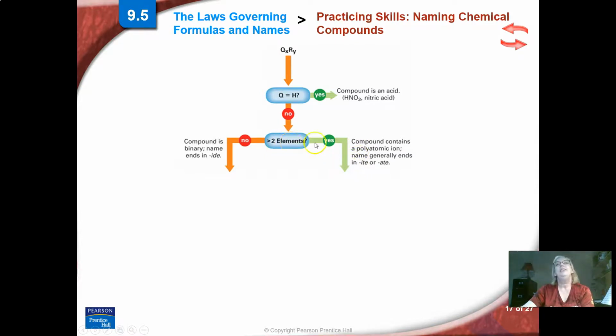If it's greater than 2, you're going to go this direction. If it's less than 2, you're going to use the binary rules where you change it to "ide" at the end. If not, then you have to figure out if it's a polyatomic and then use these ites and ates for the number of oxygens in there.